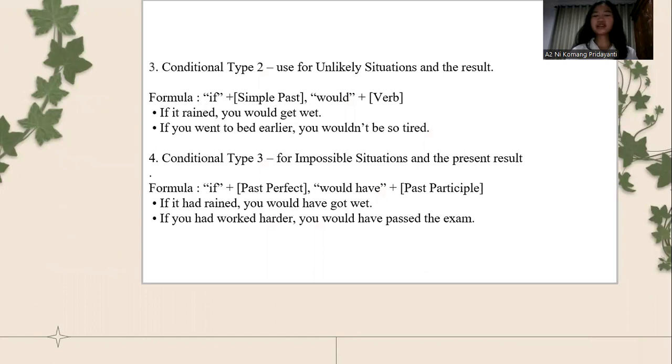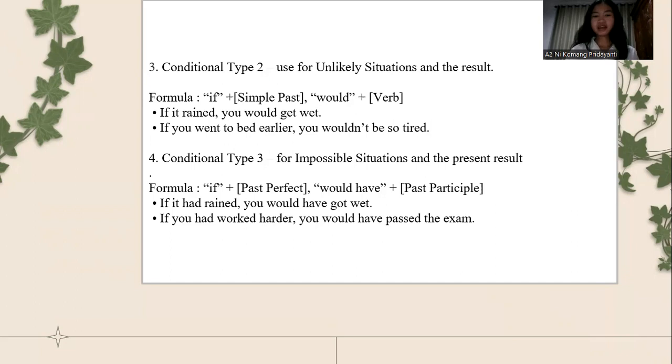Okay, and next is conditional type 2. It's used for an unlikely situation and the result. The formula is if plus simple past, and then would plus verb. For example, if it rained, you would get wet. If you went to bed earlier, you wouldn't be so tired.